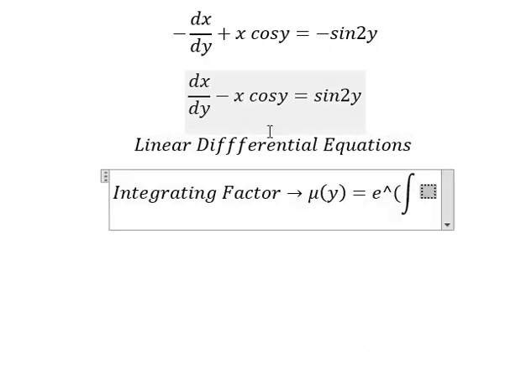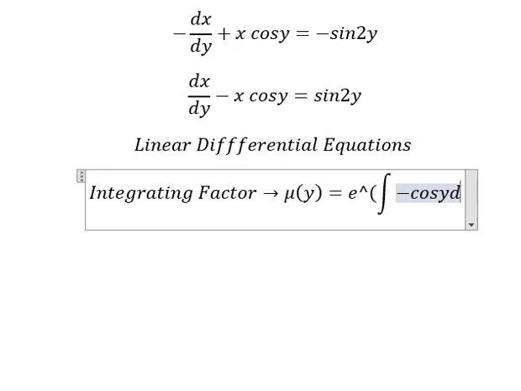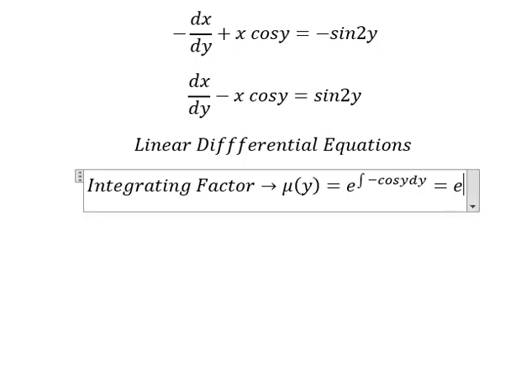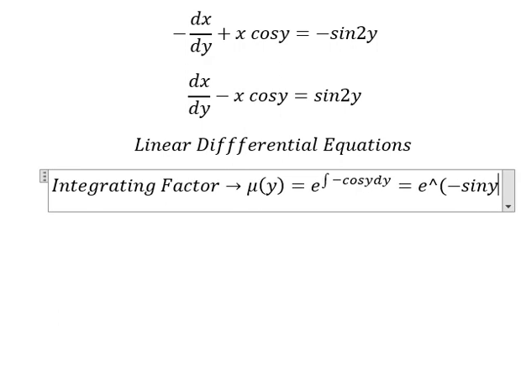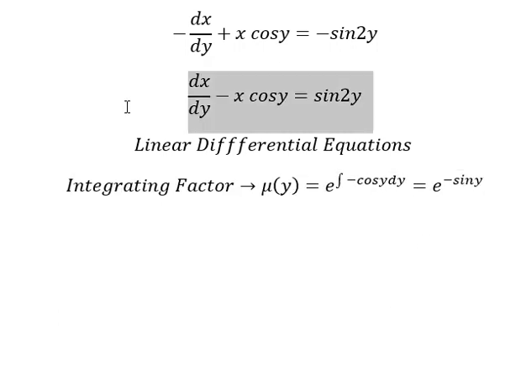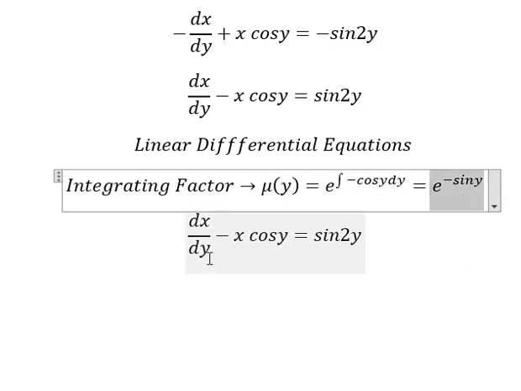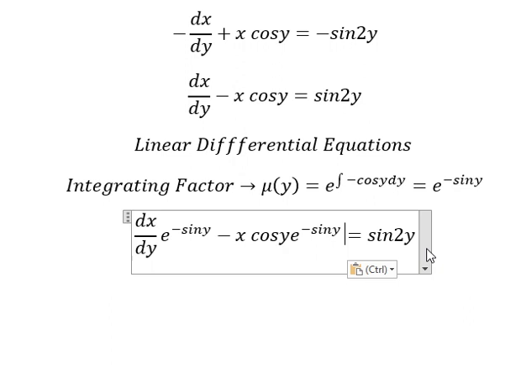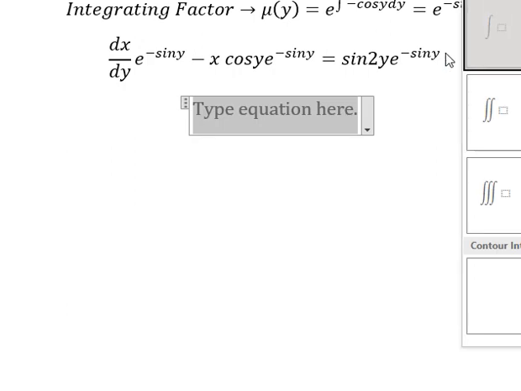So I will put this one here. And this one we have negative sine y. That means we need to multiply both sides by this one. Next, we put the integration for both sides.